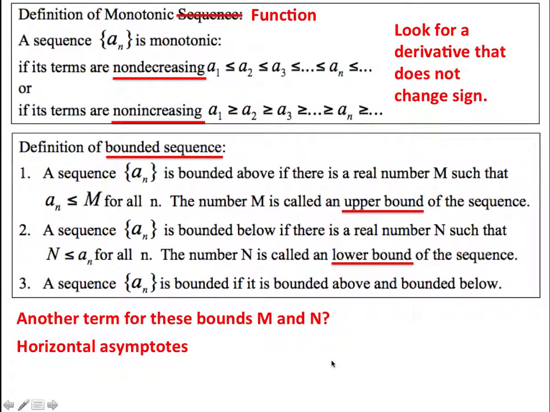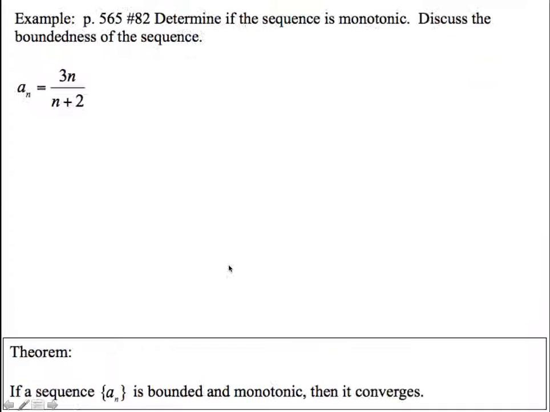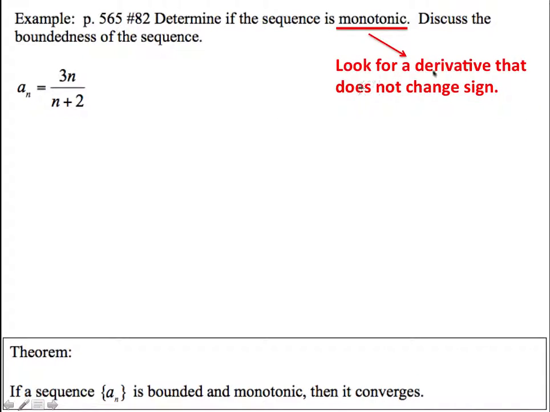Let's go through an example in terms of monotonic and bounded sequences. We have this sequence, and we have to determine if it's monotonic, and then talk about the boundedness. To talk about being monotonic, we're going to look at the derivative and make sure that it doesn't change sign. For boundedness, we're going to find the limit.